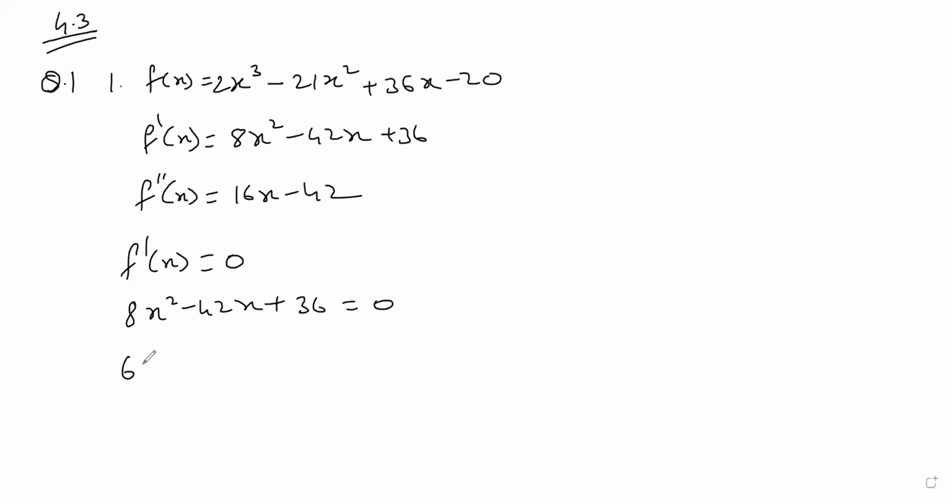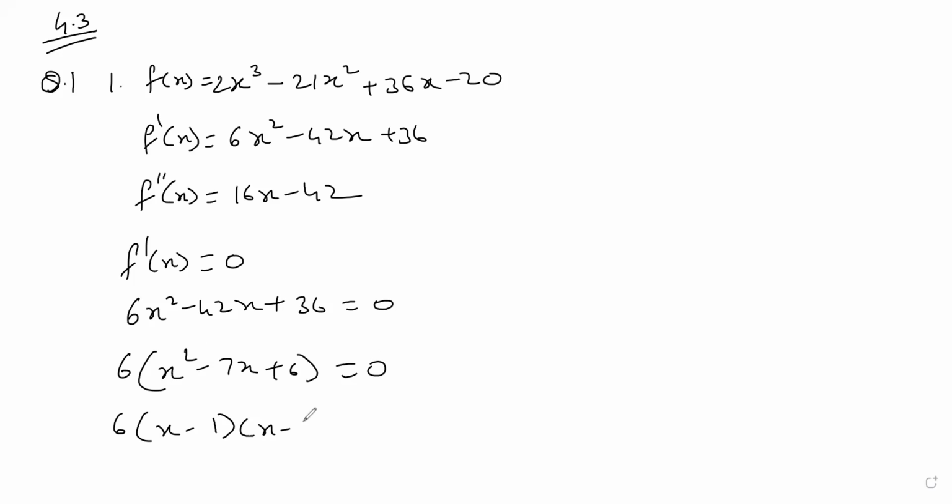Sorry, this is not 8, this is 6. So if I take 6 common, I'll get x square minus 7x plus 6 is equal to 0. So 6 into (x minus 1)(x minus 6) are the factors, equal to 0. So x will be either 1 or x will be 6.